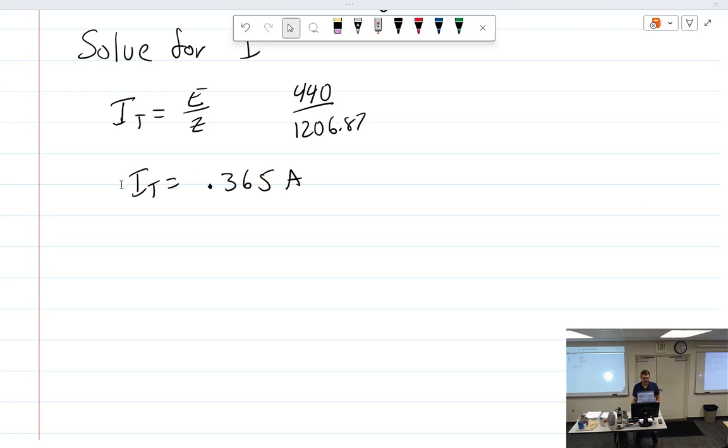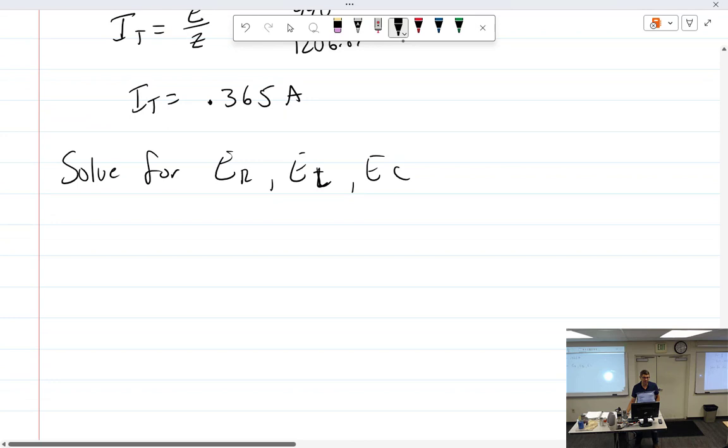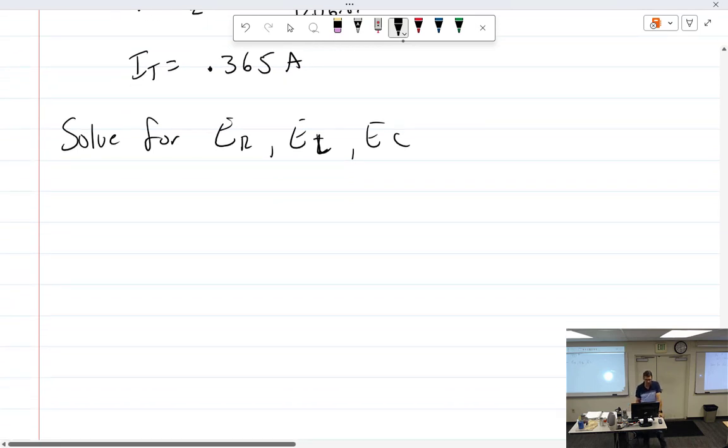Okay, so we solved for I of t. Now let's solve for E of R, E of L, and E of C, the voltage drop across each of those, because we still have to do that. So E of R equals I times R. So E equals I times R. I feel like I've heard that somewhere else before.